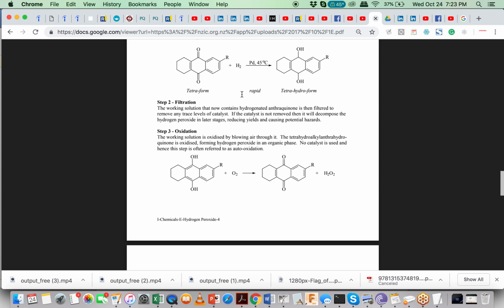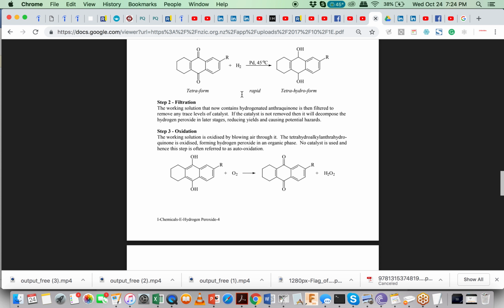Filtration. The working solution that now contains hydrogenated anthraquinone is then filtered to remove any trace levels of catalyst. If the catalyst is not removed, then it will decompose the hydrogen peroxide in later stages, reducing yields and causing potential hazards. Oxidation. The working solution is oxidized by blowing air through it.